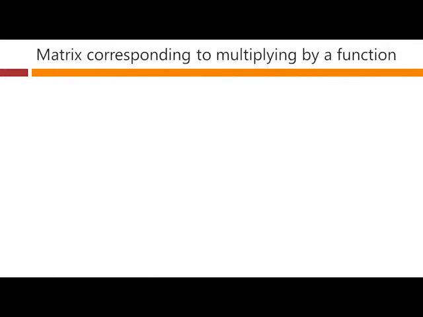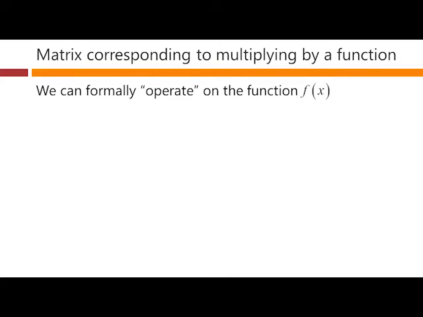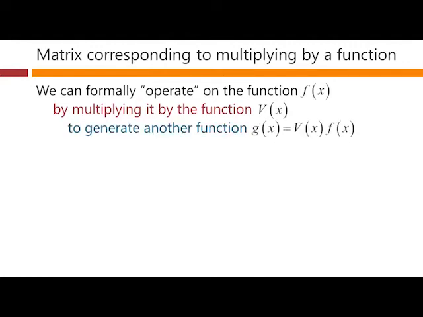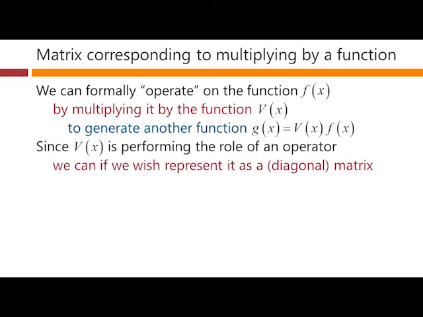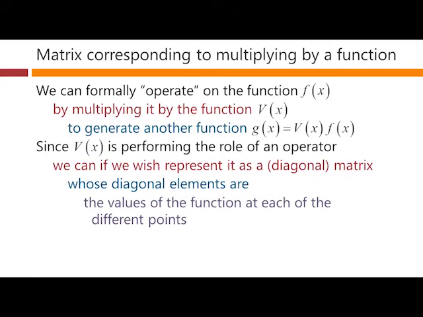Finally, let's point out one formal point. If we are operating on a function by just multiplying it by another function, such as a potential, for example, to generate a new function, g of x, then this v of x is performing a role like an operator because it's taking one function and turning it into another one. It's a particularly simple version of an operator, but we could view it as an operator if we want to, and we could represent it as a diagonal matrix whose diagonal elements are simply the values of this function v of x at each of the different points.